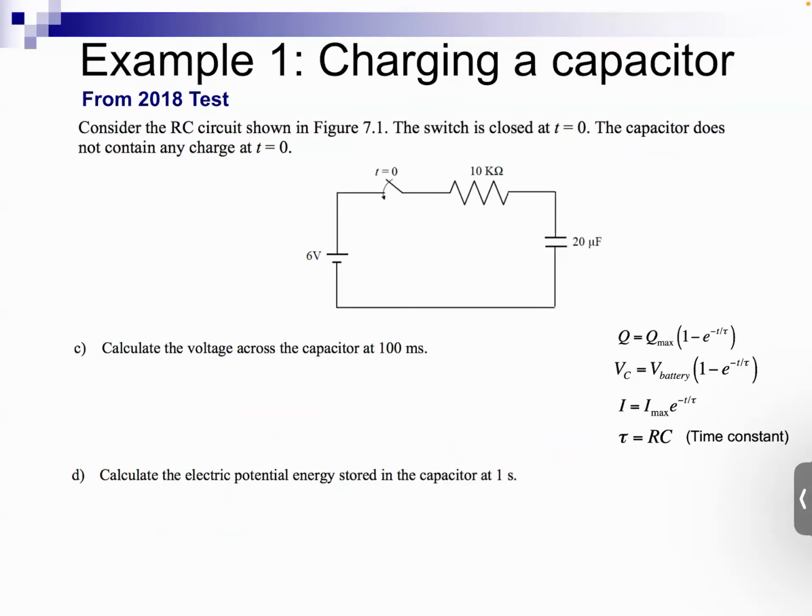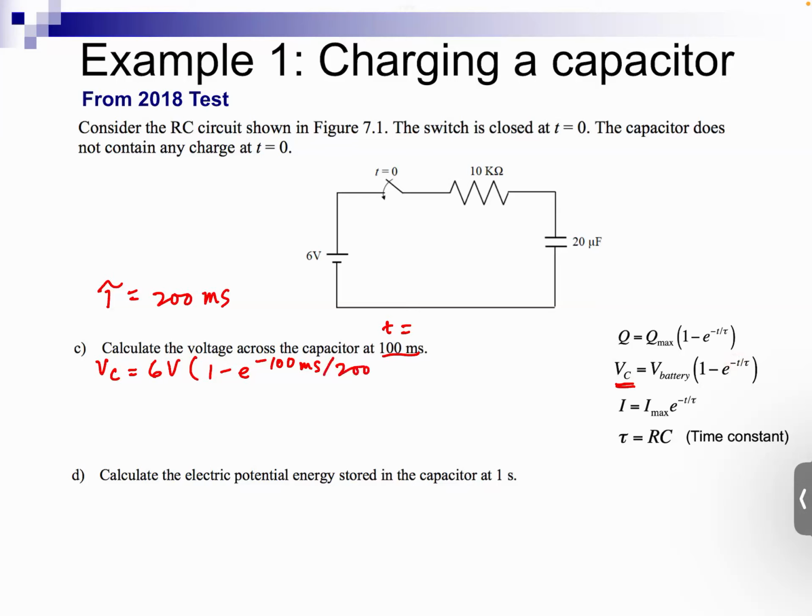Okay, next we want to calculate the voltage. So the voltage equation is here. Hopefully it's a direct substitution. We need the voltage of the battery, that's 6 volts times 1 minus e to the negative time t. Again, t is given in the question. You want to find the voltage at t equals 100 milliseconds. So I leave the 100 in milliseconds because I will use my tau in milliseconds, right? So e to the negative t divided by tau.